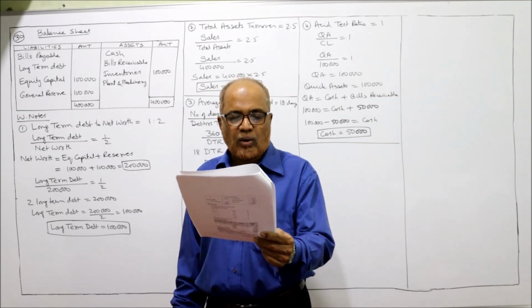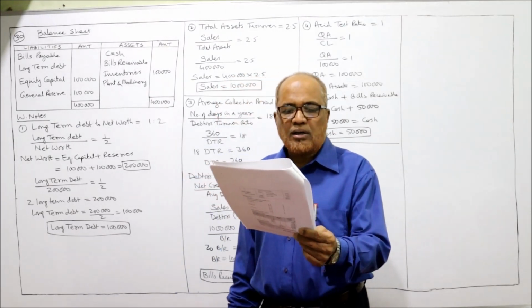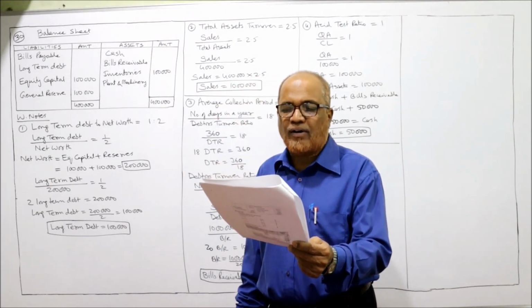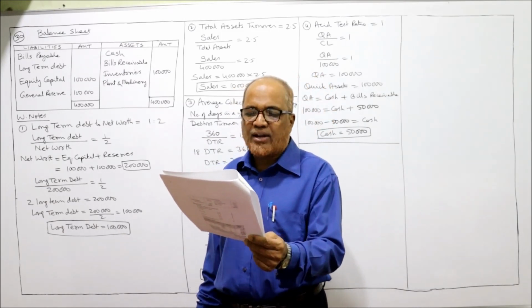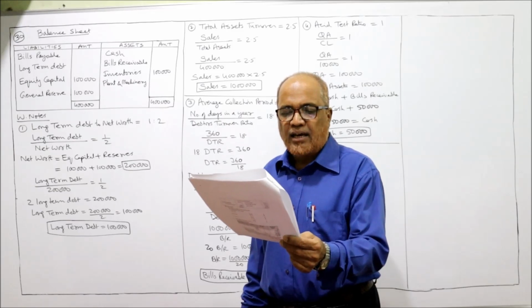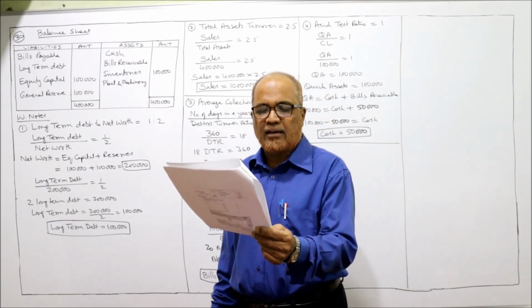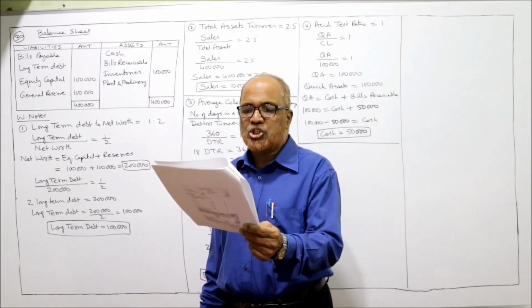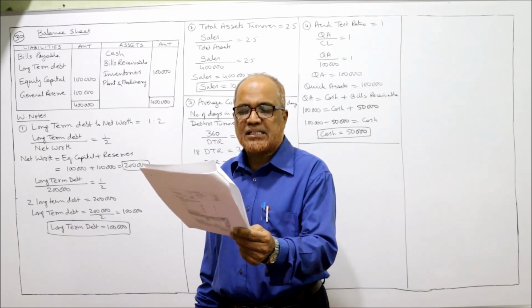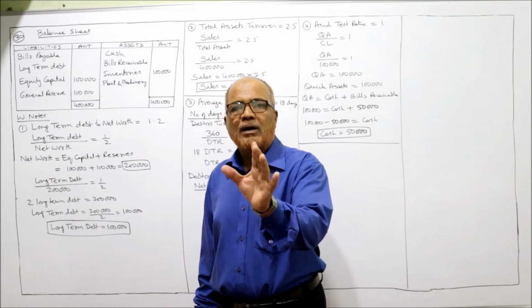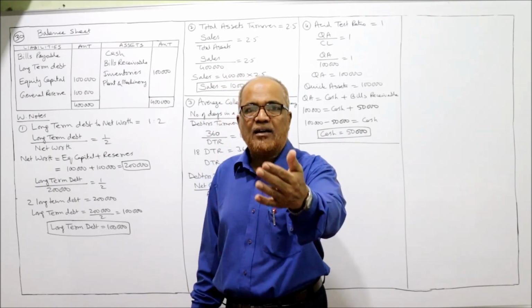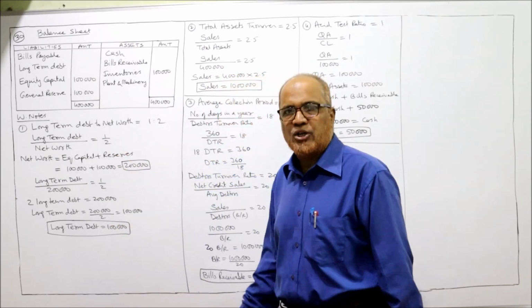So I'm reading out what are the ratios given. Long-term debt to net worth 1:2. Total assets turnover 2.5. Average collection period 18 days. Inventory turnover 9. Gross profit margin 10%. Acid test ratio 1. That's it. These are the ratios given. One by one we use the ratios and find out the missing values in the balance sheet.